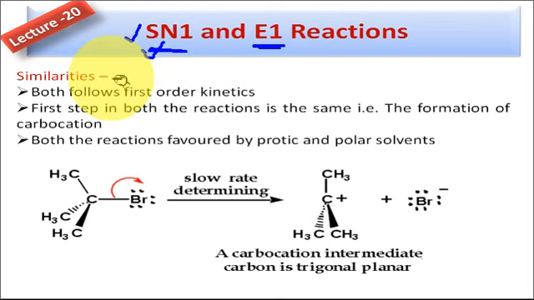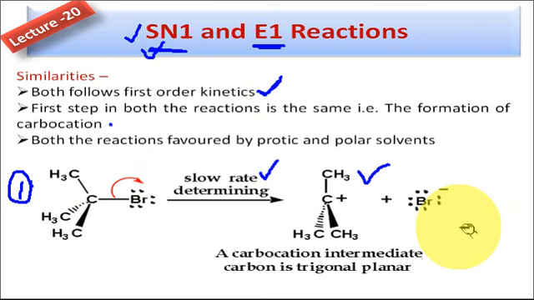So the similarities between SN1 and E1 reactions are that both of these follow first order kinetics. In both of these types of reaction, the first step is the formation of the carbocation, which is the slow step, hence the rate determining step, and in the rate determining step only one molecule is taking part. That's why both of these reactions follow first order kinetics. Both reactions are also favored by protic and polar solvents.